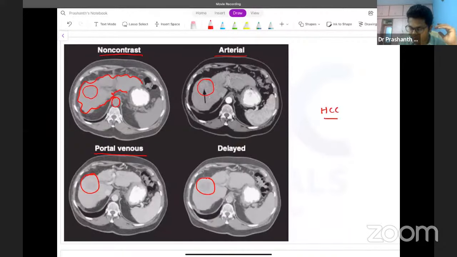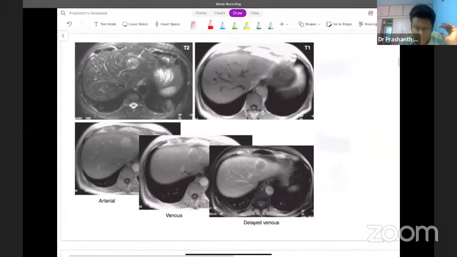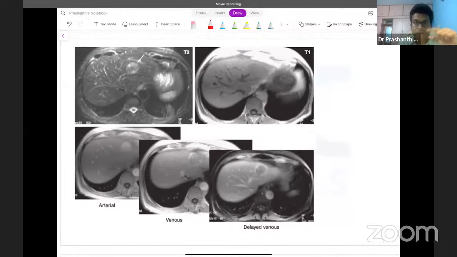So three things we should see: enhancement in the arterial phase, and washout and capsular enhancement in the delayed phase. This is HCC. Next is the same with MRI, which is very similar.